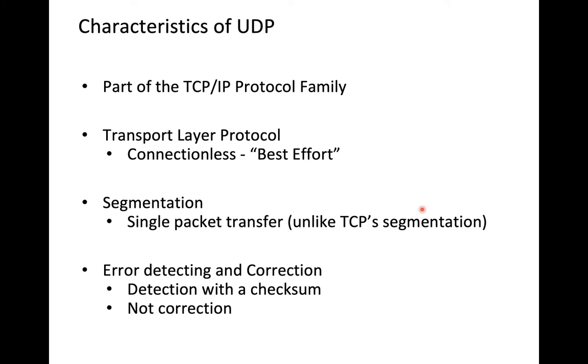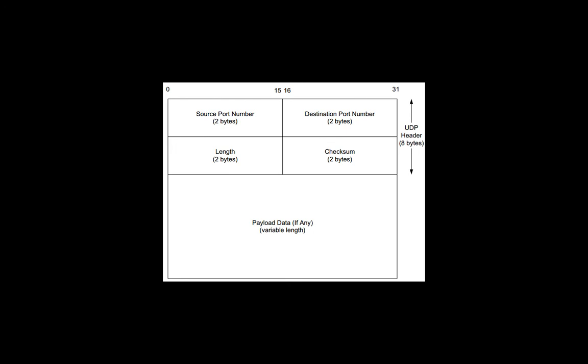So the following are some characteristics of UDP. It belongs to layer 4, the transport layer, and it does not do any segmentation, but it keeps doing single packet transfer. TCP, on the other hand, does segmentation transfer. There is no error detection and correction. There is something called detection with checksum, but errors are not corrected. It is only for detection.